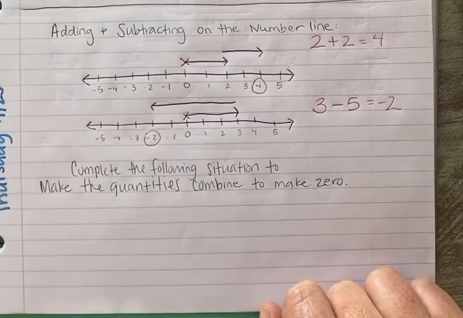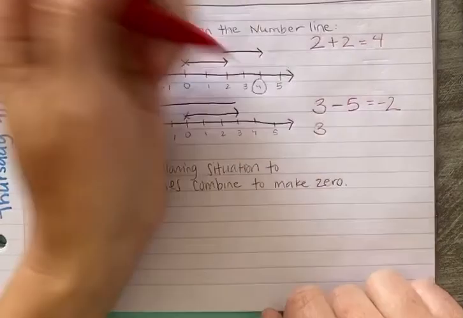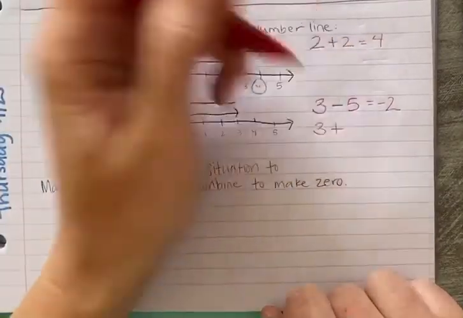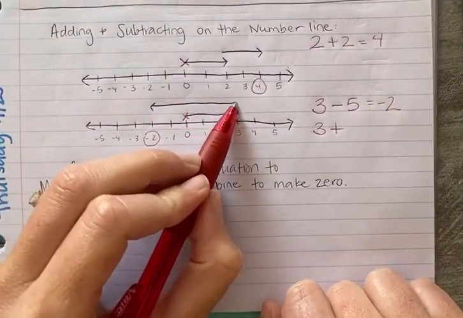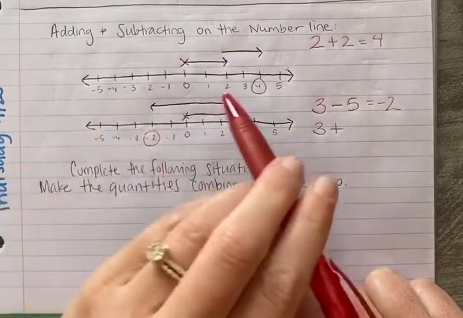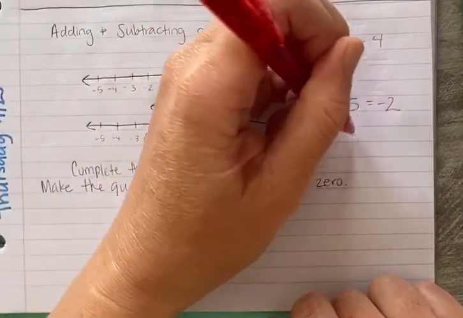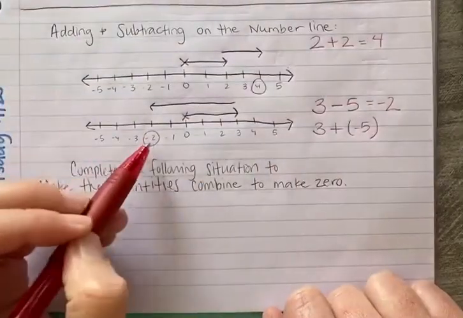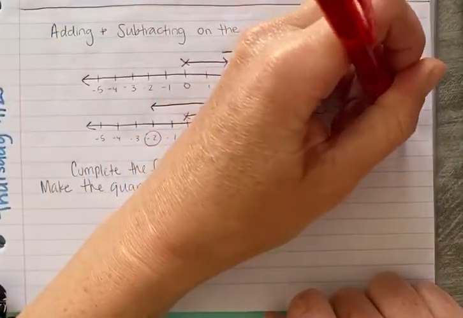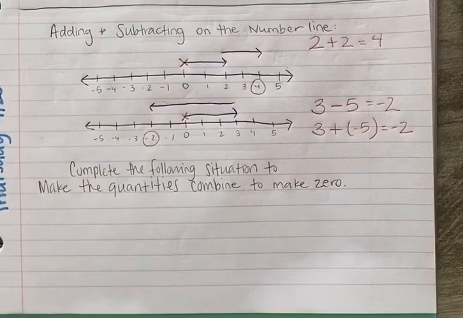Now there's another way you can write this. You could also write this as 3 plus adding 5 negatives. Because this arrow is going in the negative direction, you could also call it adding 5 negatives. But you can see it still ends at -2. So there's two ways you could write the second one.